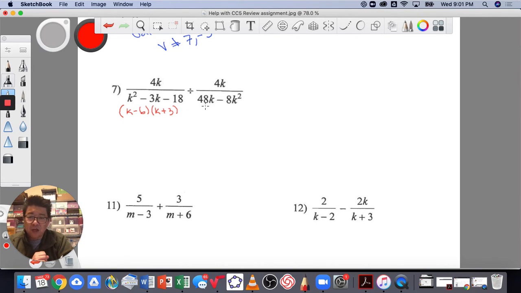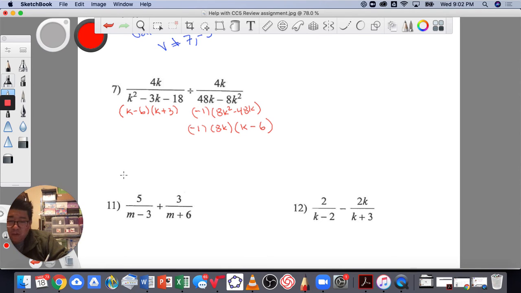So if you can't do it all at once, then what you probably do is something like this. You're going to pull out a negative 1. Once you pull out the negative 1, you'll have 8k squared minus 48k. And then you could do the GCF and pull out whatever you can here. 8 can go into this, and then k can come out as well. So this will be negative 1 times 8k, and the inside will be k minus 6. You can see the k minus 6 and the k minus 6 matching up.